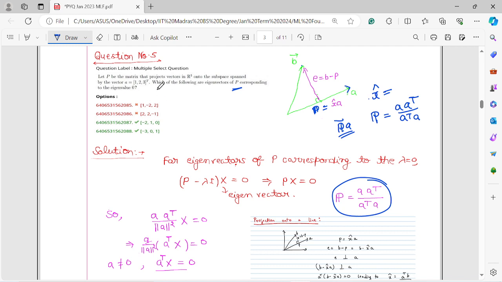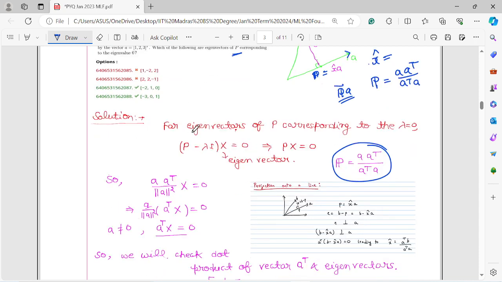Now read this line. Which of the following are eigenvectors of P corresponding to eigenvalue 0? So for eigenvectors of P, where P is a projection matrix, corresponding to lambda equal to 0, we know from the property of eigenvectors that (P minus lambda I) x is equal to 0. Because lambda is 0, Px is equal to 0. So Px is a null space. So we have to find the null space of this matrix P.